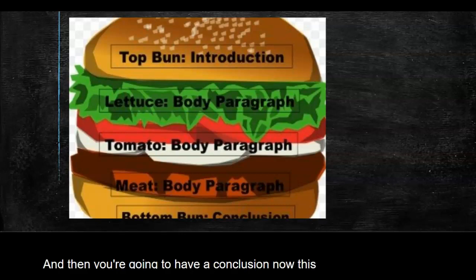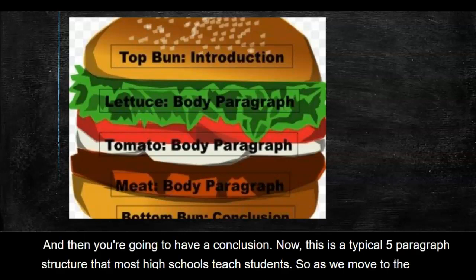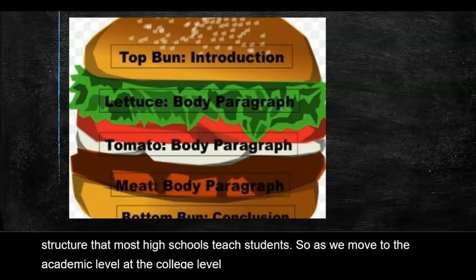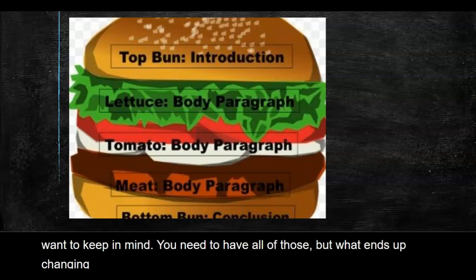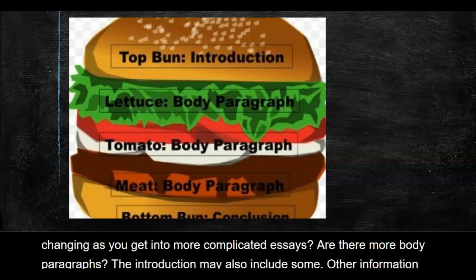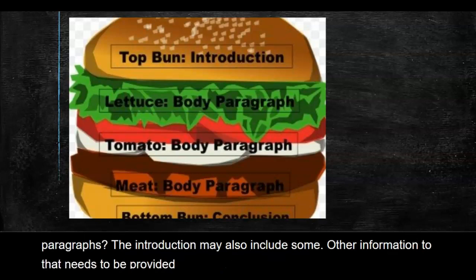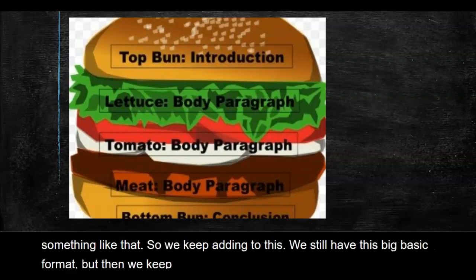Now, this is a typical 5-paragraph structure that most high schools teach students. So as we move to the academic level, at the college level, this is still the similar structure that you want to keep in mind. You need to have all of those. But what ends up changing as you get into more complicated essays is there's more body paragraphs. The introduction may also include some other information that needs to be provided if it's a technical report or something like that. So we keep adding to this. We still have this basic format, but then we keep adding to it.